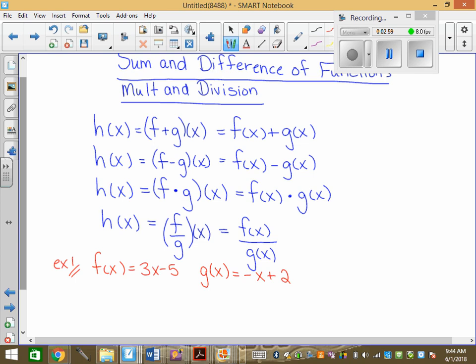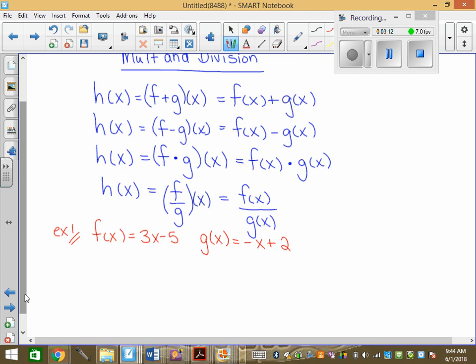Now what we're going to have to do is the operation to the functions that I ask you to do, but then often you're asked to find the domain and range. Okay? So we're going to actually do each operation. We're going to add them, we're going to subtract them, we're going to multiply them, we're going to divide them. Okay? So, A. We're going to do h of x equals f plus g of x.